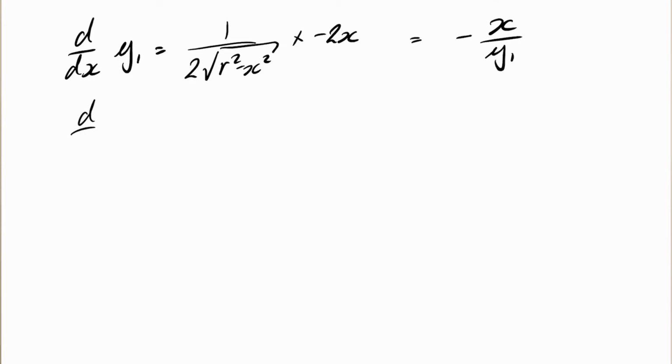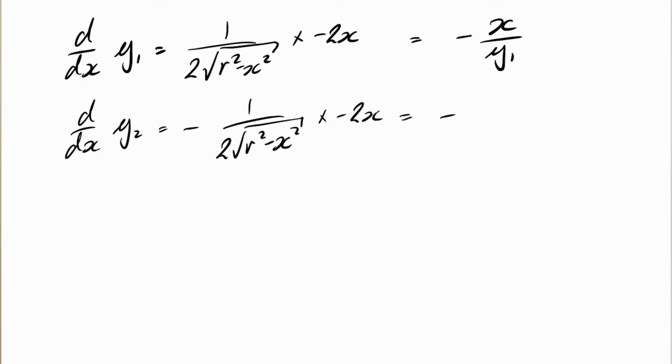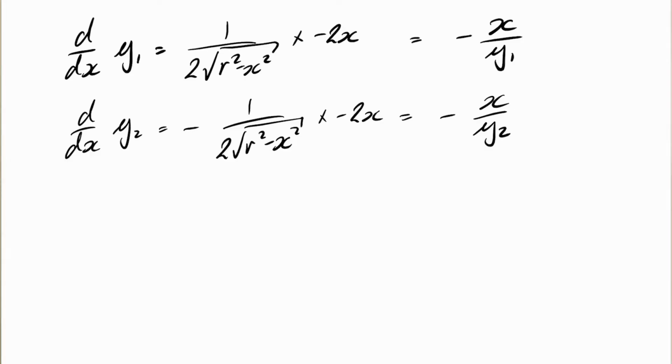Similarly, if I do it for the bottom half of the curve, this comes out to be minus x over y2. So for the top half and the bottom half, the derivative is the same in terms of x and y. Is there an easier way to find this? The answer is yes, and we use implicit differentiation to find this.